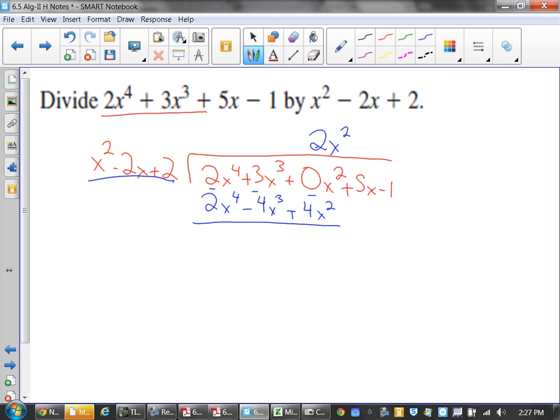First term drops, 2 minus 2. 3 minus negative 4 gets me 7x cubed. 0 minus 4 would be negative 4. And then bring down the 5x. And then you duplicate the process. Change the x squared into a 7x cubed. What do we multiply? 7x, good. And notice how it's placed right above the 5x, keeping everything nice and lined up.